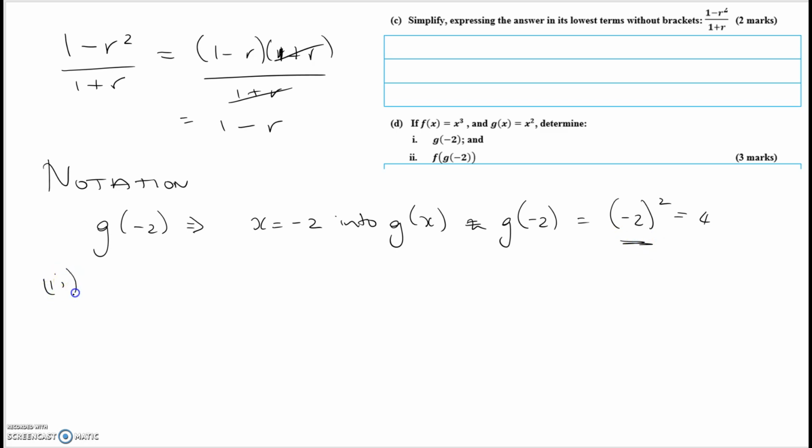Part 2. We need to find f of g of negative 2. Now we know what g of negative 2 is. That's 4. So that means put 4 in as your input into f. And f tells us to cube our input, so that becomes 4 cubed, which is 64.